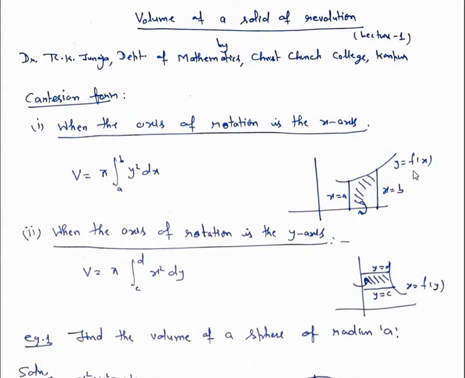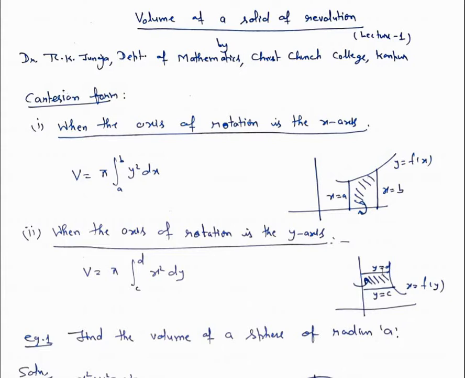Suppose we have a curve y = f(x) and we take the portion lying between x = a, x = b, y = f(x) and the x-axis. If this portion is rotated about the x-axis, then the volume generated is given by the formula V = π ∫ from a to b of y² dx.